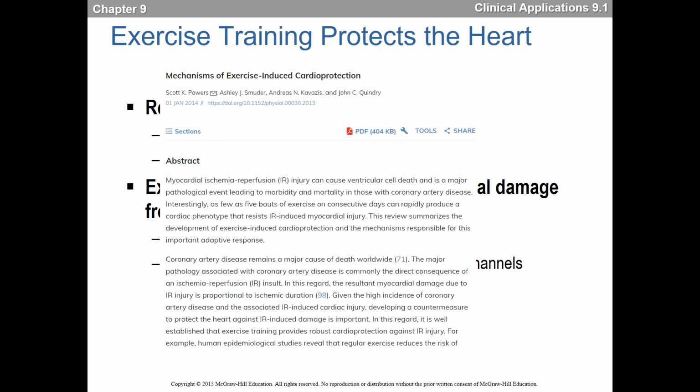Here was the paper that I used to have people read, Mechanisms of Exercise-Induced Cardioprotection. And I actually know all of these people except for Ashley. Scott Powers, he's the author of your book. Andreas Kavassis and John Quindry were both on my dissertation committee. So both wonderful humans. Those of you that call me Dr. K, Andreas Kavassis, he's my Dr. K. John Quindry, he's in Montana right now, and he's a very awesome dude.